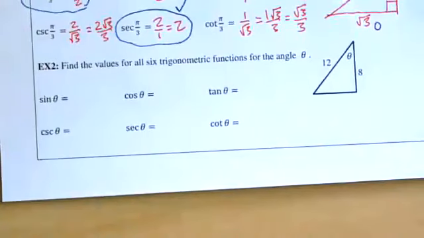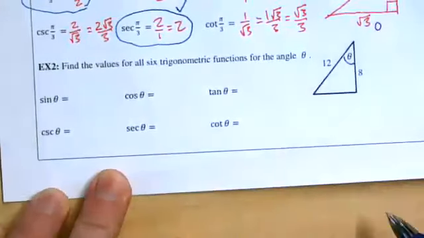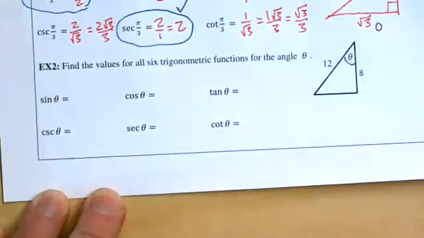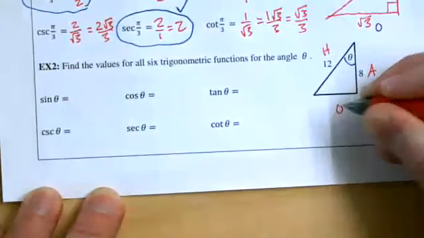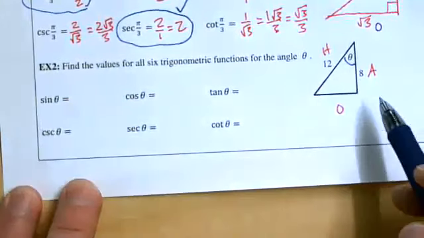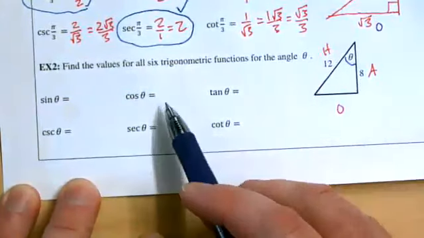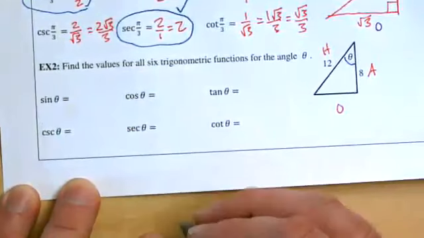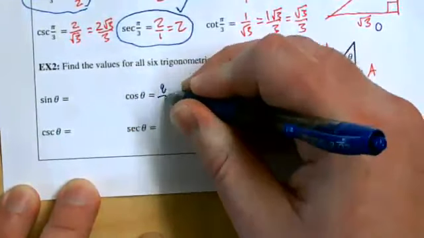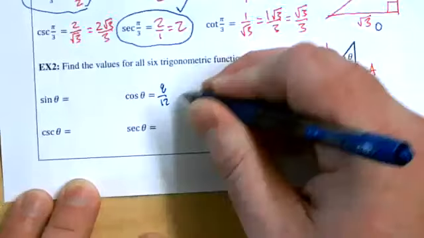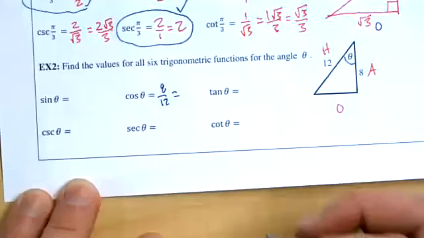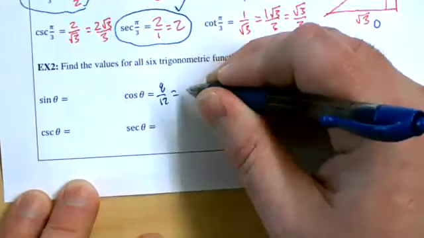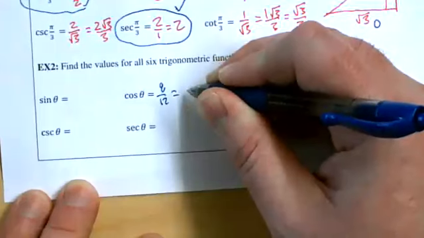Didn't give us enough sides. No, I mean, we have some of them. Let's do the ones we can. We got hypotenuse and adjacent. I have an opposite. So I could do cosine. Cosine is adjacent to hypotenuse. 8 over 12. We'll simplify that. Divide by 4, divide by 4. 2/3.